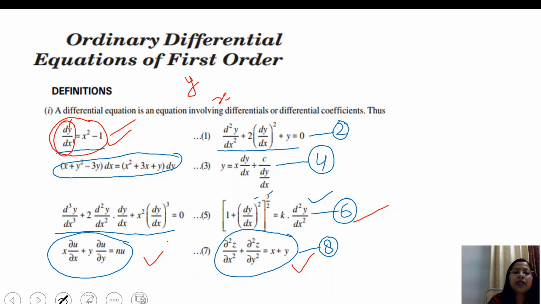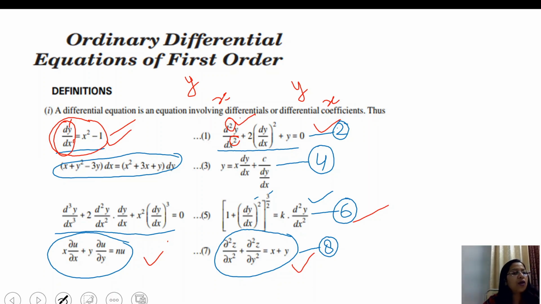Coming to the next example, the highest order derivative or differential coefficient present in this differential equation is 2. It is differentiated 2 times, so y is differentiated with respect to x 2 times. So the order of this differential equation is 2.